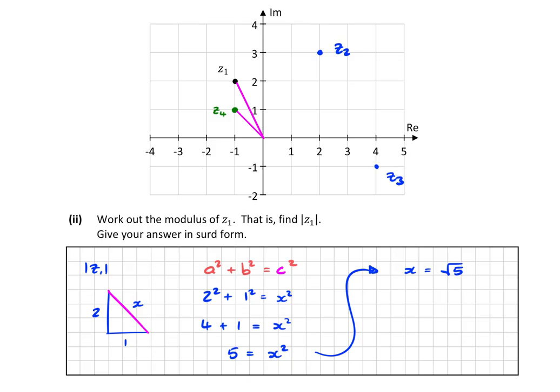So 2 squared plus 1 squared is equal to x squared. 2 squared is equal to 4, 1 squared is equal to 1, 4 plus 1 gives us 5, so 5 is equal to x squared. We don't want x squared, we just want x. So we need to get the square root of both sides. The square root of x squared leaves us at x, and the square root of 5 leaves us at root 5. So the modulus of Z1 is equal to root 5.